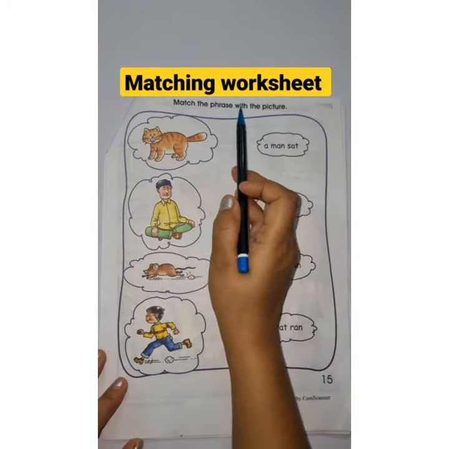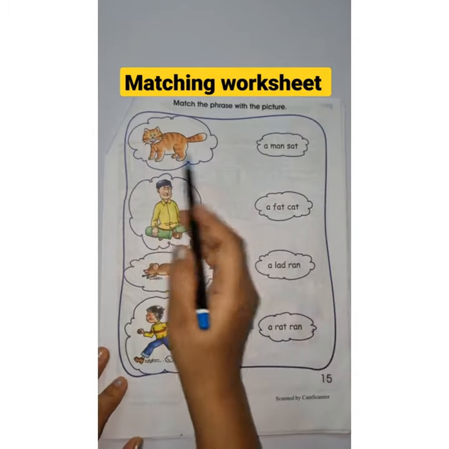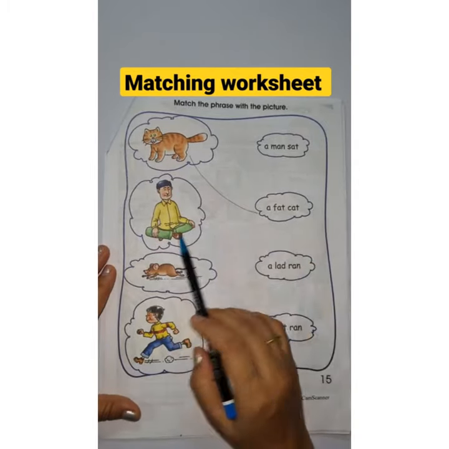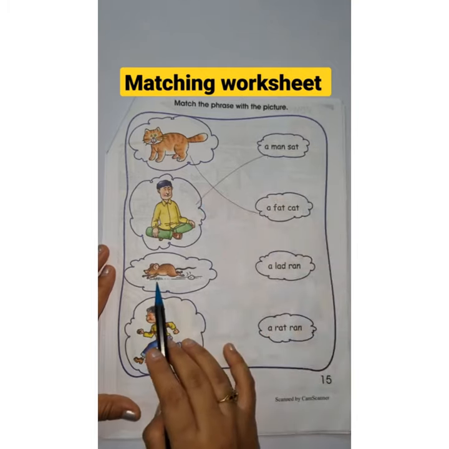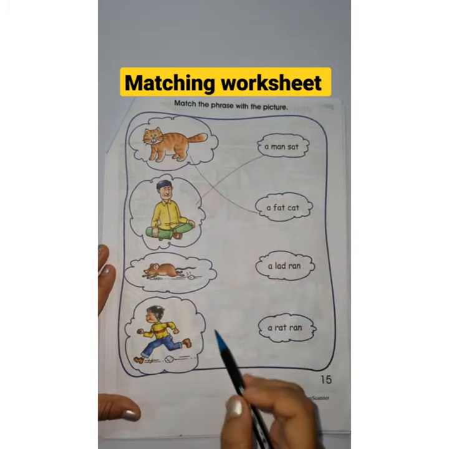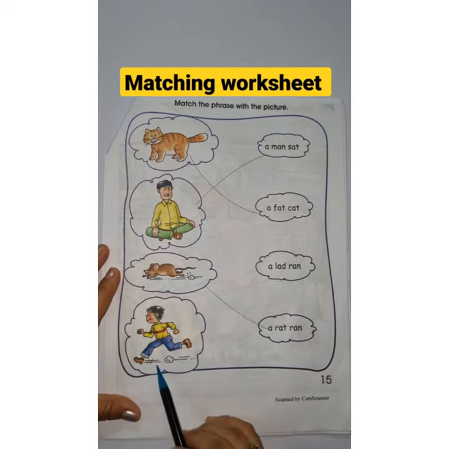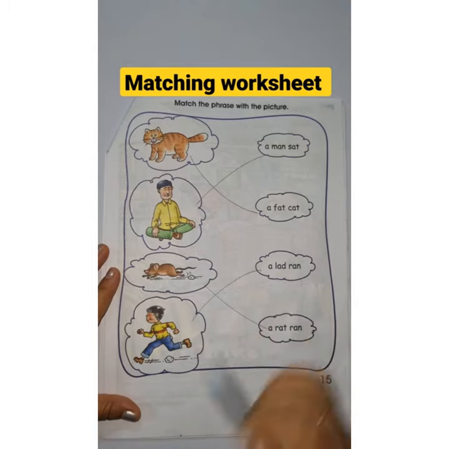Match the phrase with the picture. A fat cat. A man sat. A rat ran. A lad ran.